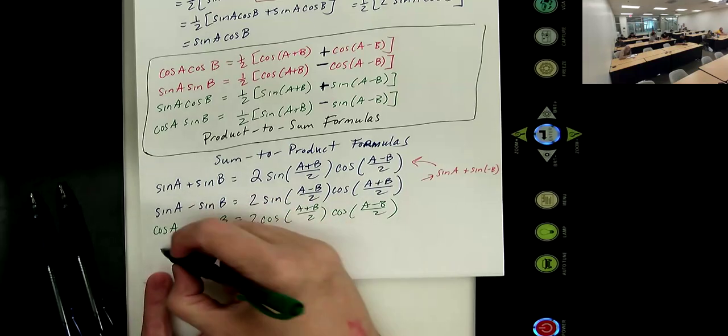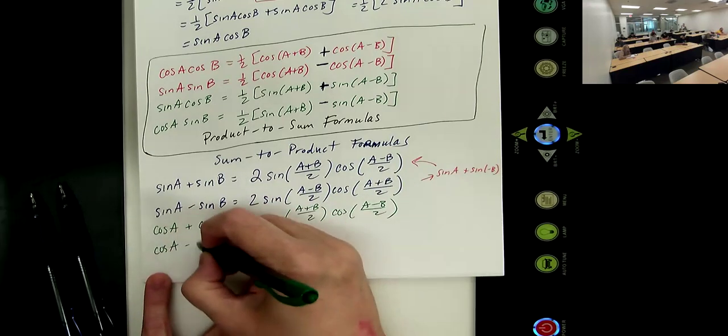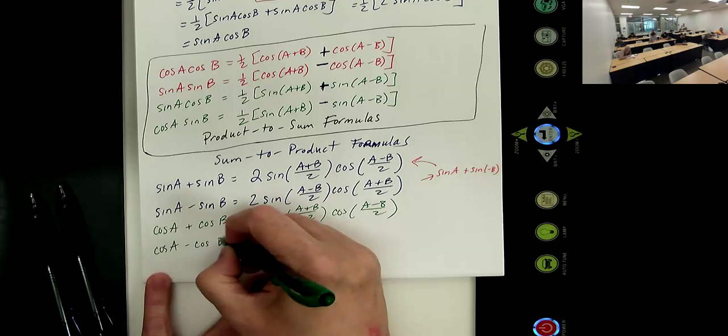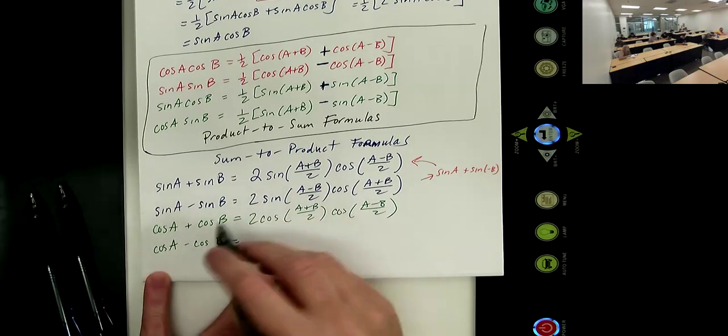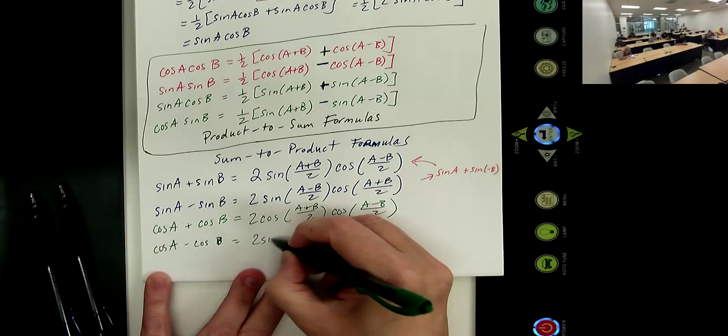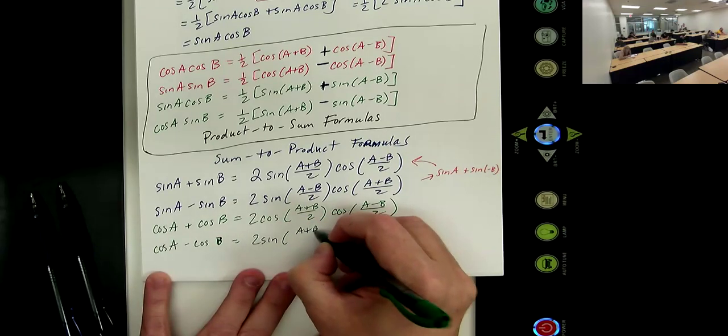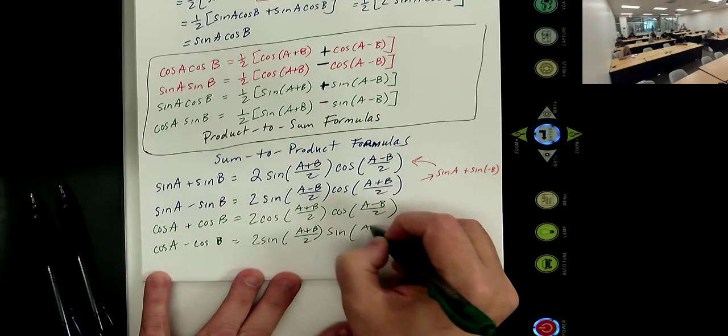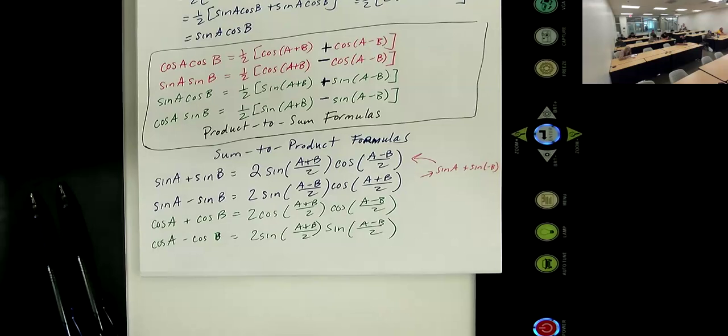And then cosine of A minus cosine of B equals 2 sine, these are both sines here. Sine of A plus B times sine of A minus B, both angles over 2.